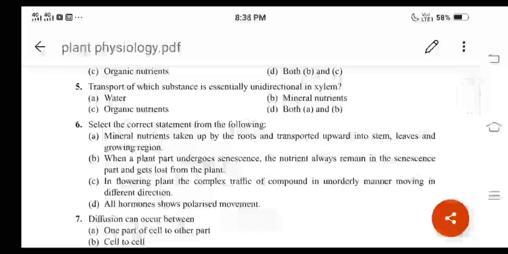Then D: all hormones show polarized movement. Not all hormones show polarized movement; only some hormones do. So only statement A is the correct one. Option A becomes the right answer, and the remaining three can be considered incorrect statements, right? Then let us move on to the next question.